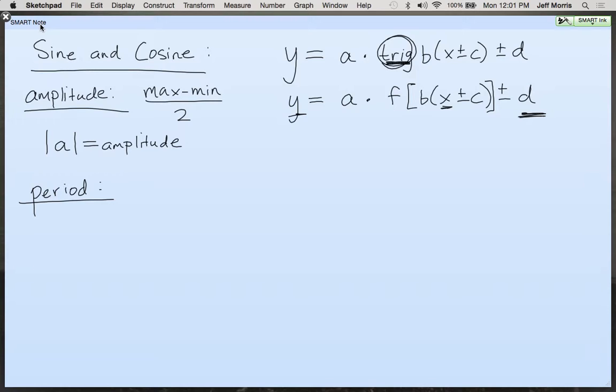If period is simply the distance necessary for it to repeat, or the amount of time it takes to complete 1 cycle, for it to be cyclic, for it to repeat over and over again, what in there is going to affect the period? A, B, C, or D?